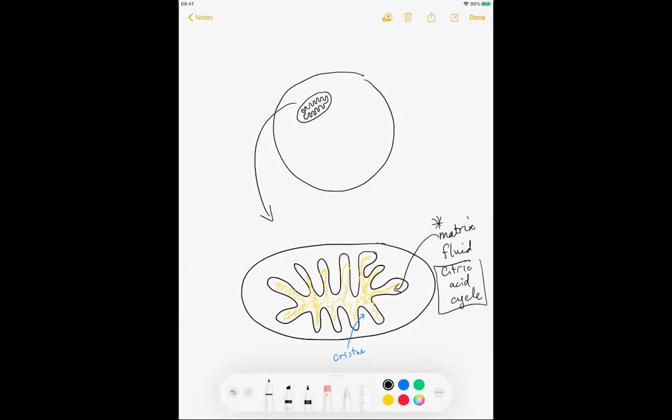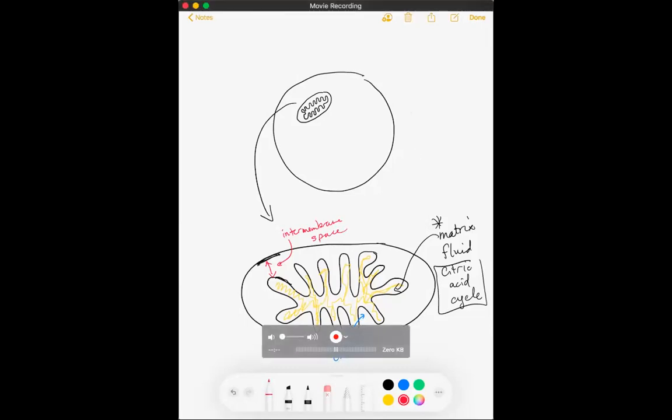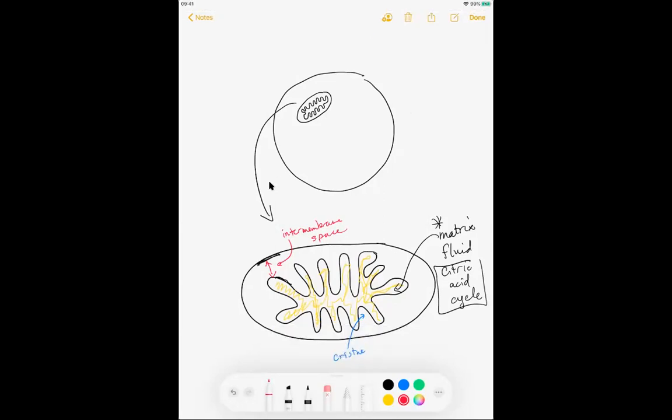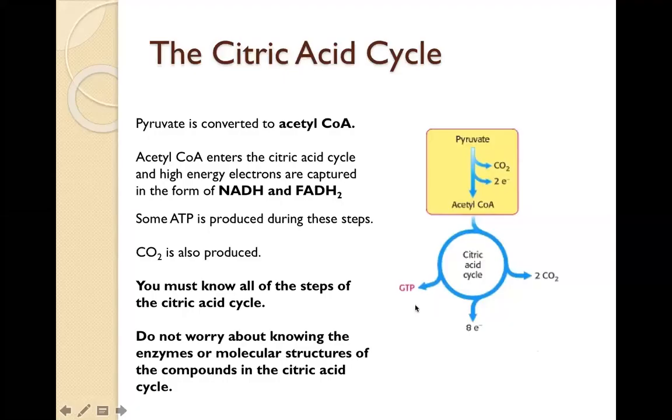One other thing I just want you to note, that there are two membranes here. There's an outer membrane and there's this inner membrane. And within this membrane, there's this space in between. This is referred to as the intermembrane space. So we're going to come back to this when we talk about the electron transport system. So I'll just go back to the presentation now.